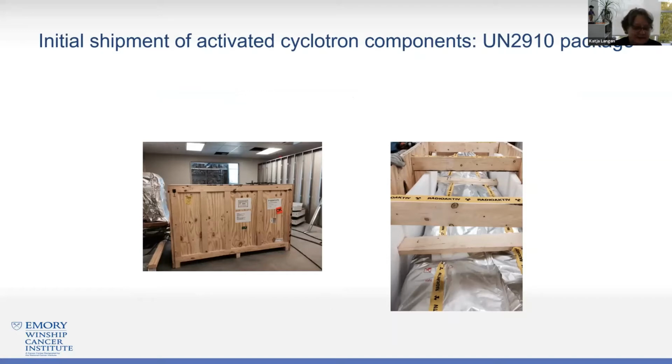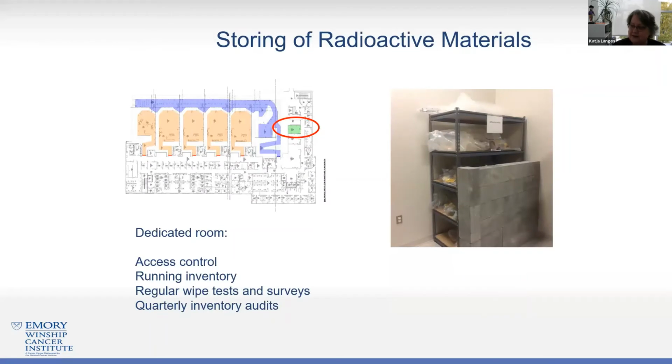And then the vendor announced that they would send us a UN 2910 package. This is a package of the radioactive components that were in the cyclotron. They take this out and they ship this separately from the cyclotron. And we didn't really know what to expect. They really should have called it a crate, because this is what arrived. It was a big crate of radioactive materials that we then unpacked, of course.